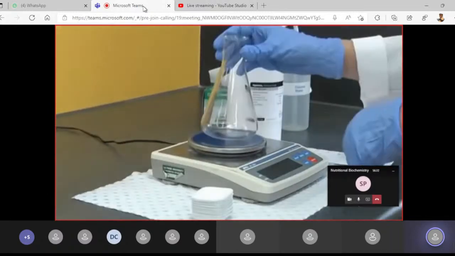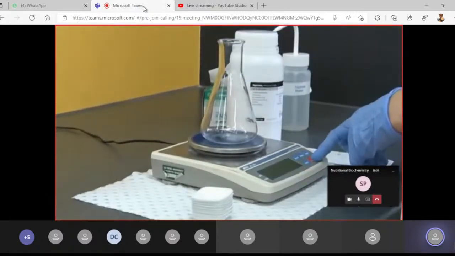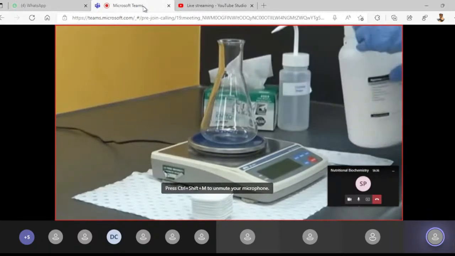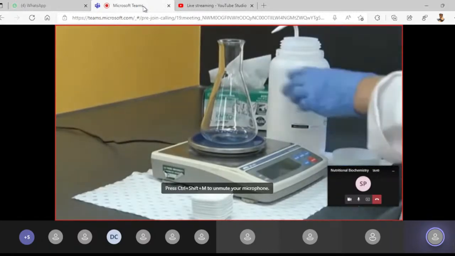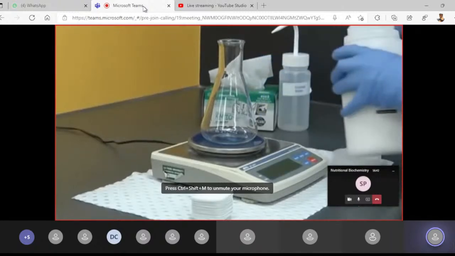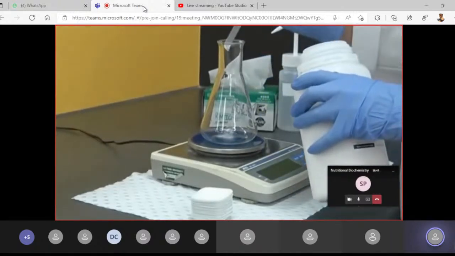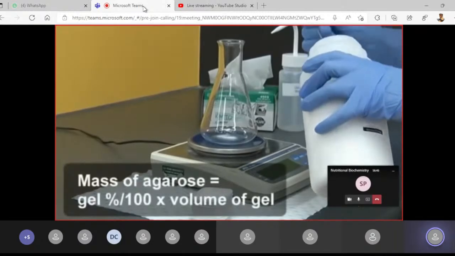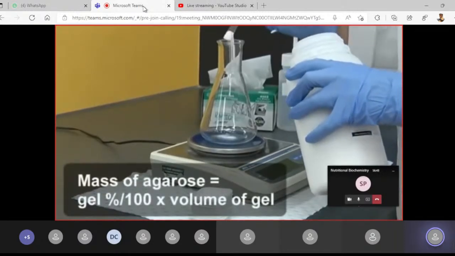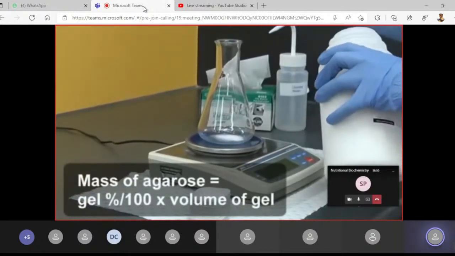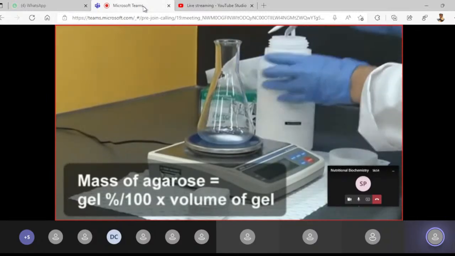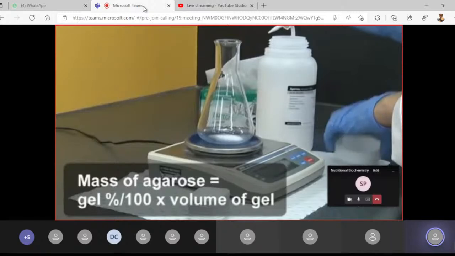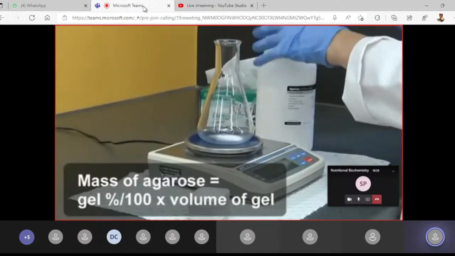You will need to weigh an appropriate amount of agarose into your conical flask. This will depend on the percentage gel you require and the volume of the casting tray. A standard 10 cm casting tray will require 60 ml of gel. To determine the mass of agarose required, divide the percentage of the gel by 100 and multiply by the volume. For example, for a 0.8% gel of 60 ml volume, you would require 0.48 grams of agarose.